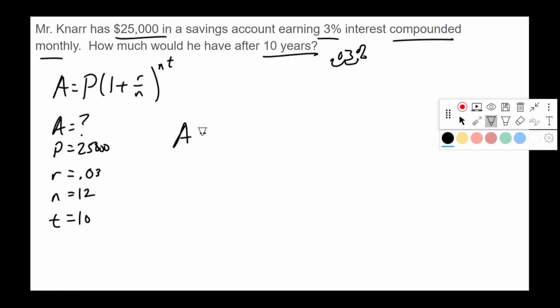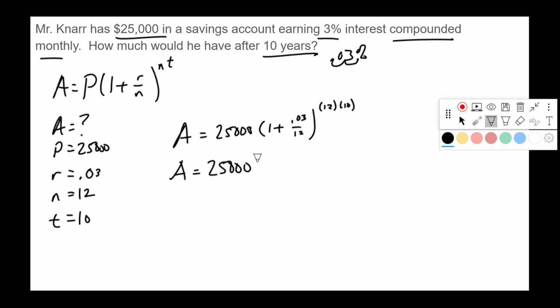Okay, so I'm going to take all these numbers and plug them into my equation. I have 25,000. A is what I want to know. 1 plus 0.03 divided by 12 to the N times T power. 12 times 10 power. All right, so now this is going in the calculator. You're going to type this in. It should give you an answer.